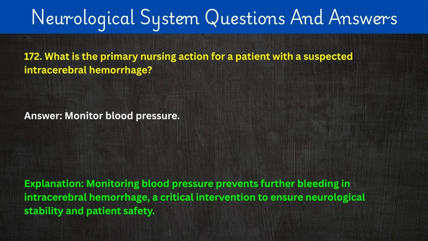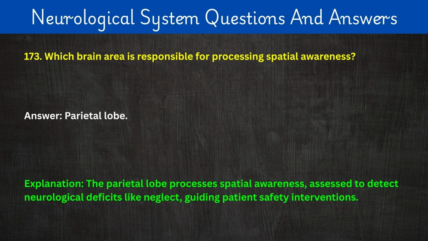172. What is the primary nursing action for a patient with a suspected intracerebral hemorrhage? Answer: monitor blood pressure. Explanation: monitoring blood pressure prevents further bleeding in intracerebral hemorrhage, a critical intervention to ensure neurological stability and patient safety.